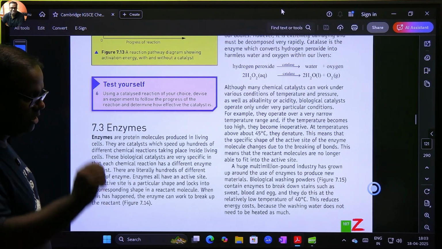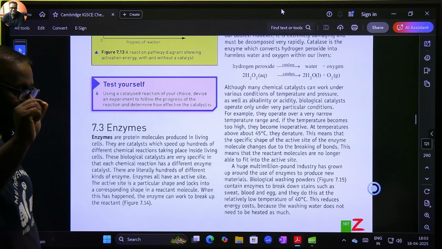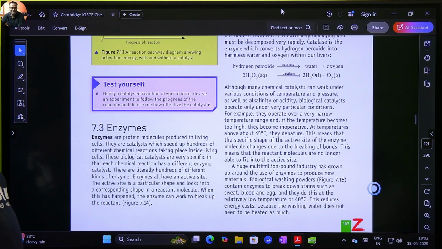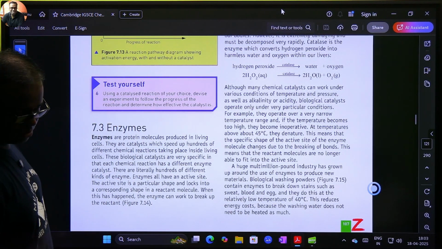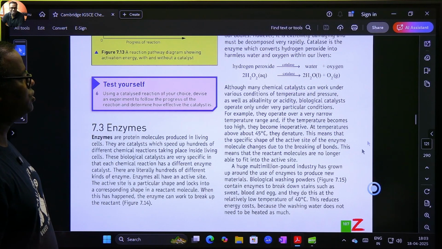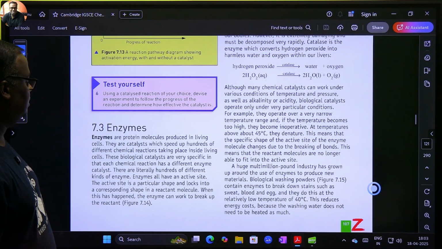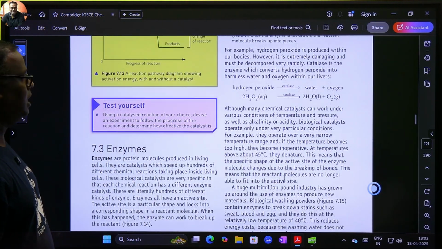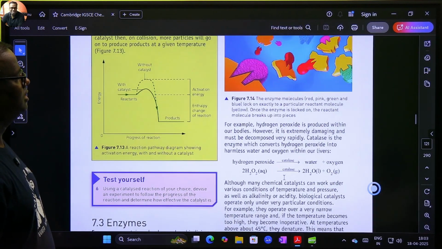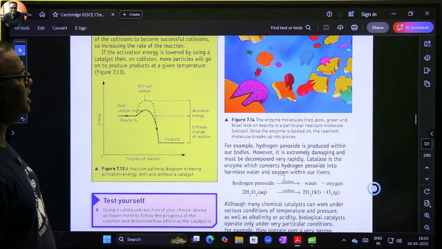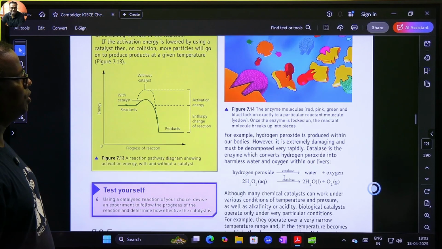So what did we write? Each enzyme has an active site. The active site locks on to the corresponding site of the reactant molecule. And this is like a jigsaw puzzle. And this lock-on helps to break the reactant. This lock-on breaks the reactant molecule into pieces.